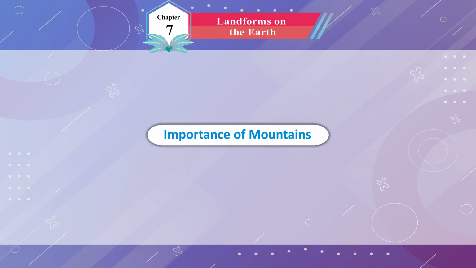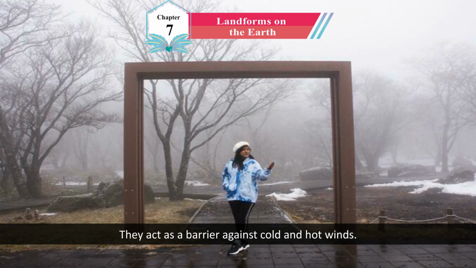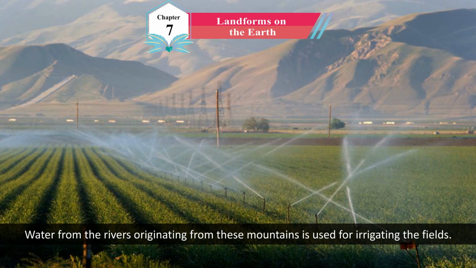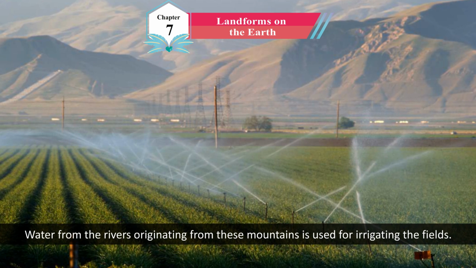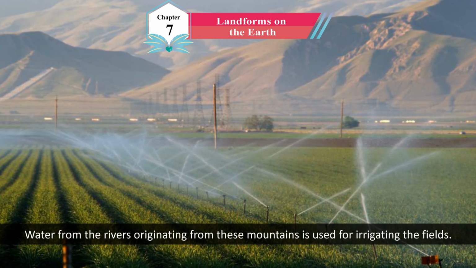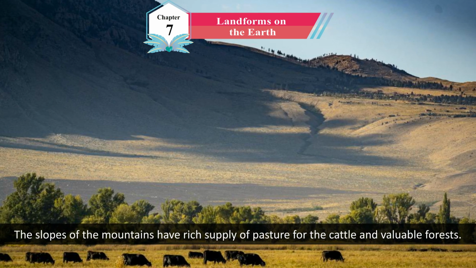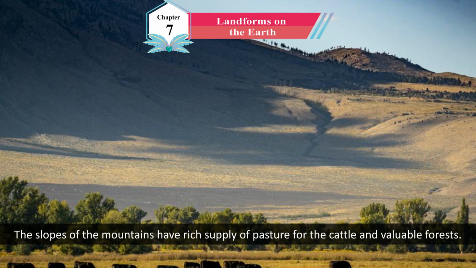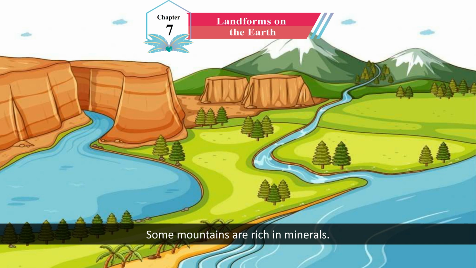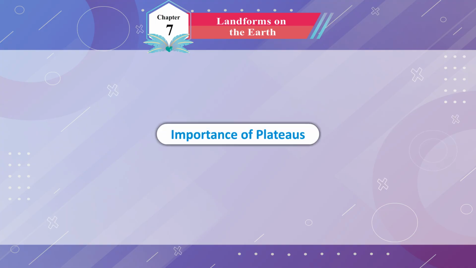Importance of mountains. They act as a barrier against cold and hot winds. Water from the rivers originating from these mountains is used for irrigating the fields. The slopes of the mountains have a rich supply of pasture for the cattle and valuable forests. Some mountains are rich in minerals.